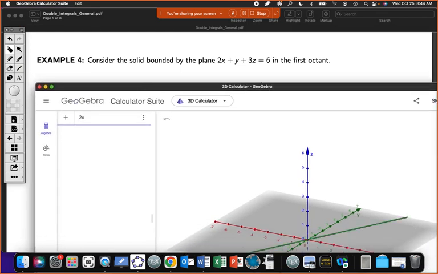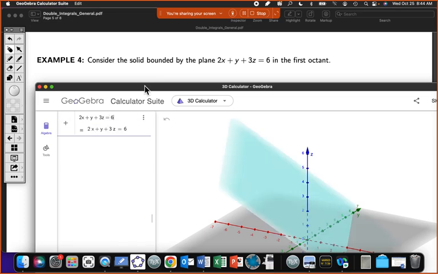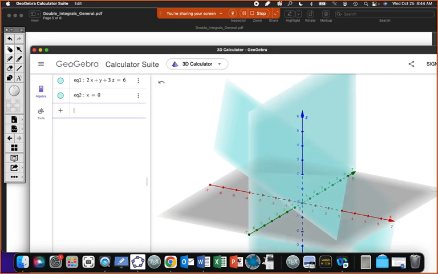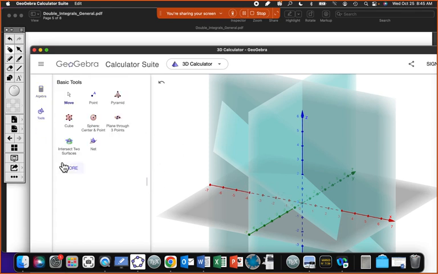GeoGebra usually handles planes pretty well without solving for z. There's that plane. Okay. And then we'll do x equals 0, y equals 0, z equals 0. Well, z equals 0 we don't need. Let's put those in there. And then we'll go to Tools and we'll look at Intersect Surfaces. And we'll just click the surfaces here.